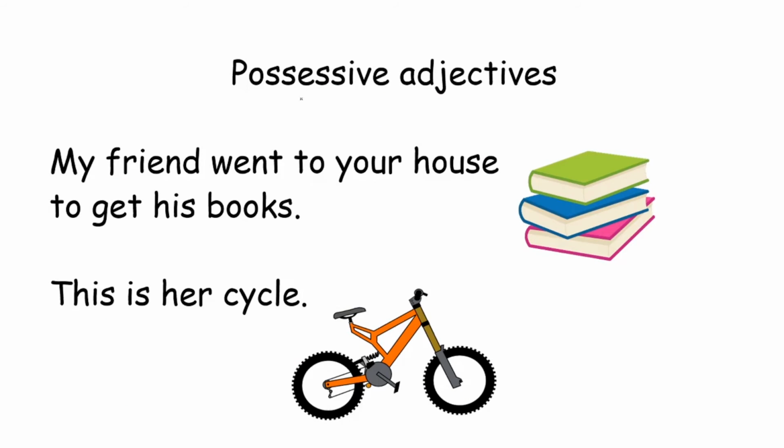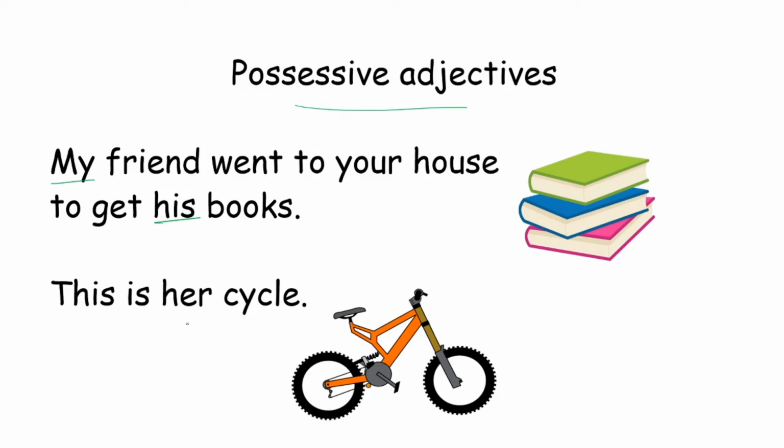And then moving on to possessive adjectives. So possessive adjectives show possession or belonging. My friend went to your home to get his books. So in this statement, we have two possessive adjectives. One is my and the other is his. So these words my, his, etc. show possession or belongings. So my friend, his books. So these words are generally followed by a noun or a pronoun.